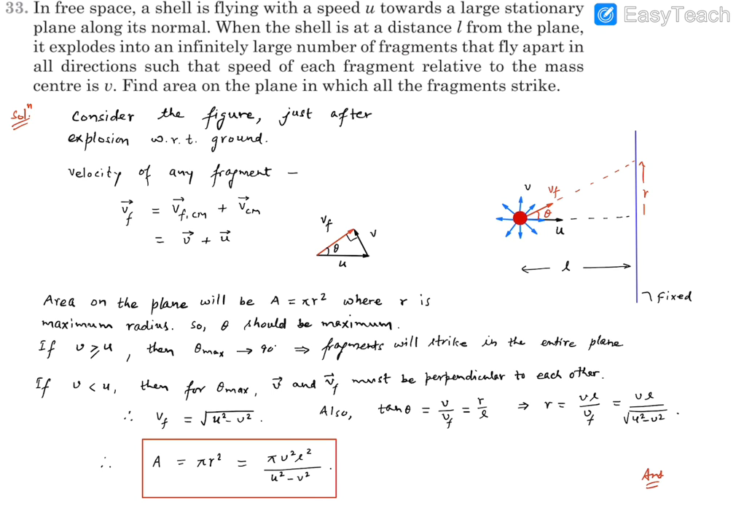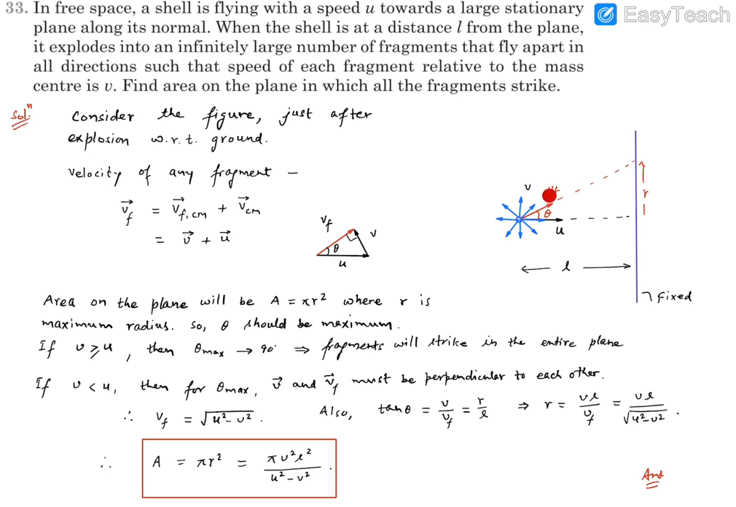Now, if we are interested in finding the velocity of any fragment, so let's say this is the velocity of any fragment. That velocity is going to be equal to the velocity of that fragment with respect to the center of mass, that means v, plus the velocity of the center of mass, which is u. Now, u has a fixed direction that is normal to the wall. However, this v has a fixed magnitude, but the direction can be any of them, right? So we will write this v vector plus u vector. This v vector has a fixed magnitude, the direction can be any feasible direction, whereas u is a fixed vector, and this vf will depend on the direction of v.